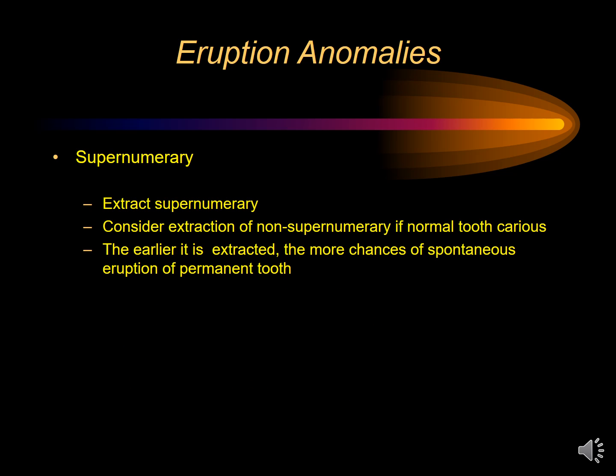Now, the treatment for supernumerary teeth is usually to extract the supernumerary, but occasionally we can elect to keep the supernumerary tooth and take out the tooth of the normal series if the tooth of the normal series is carious and has a poor prognosis. Now, if the decision to extract has been made, then it should be done as soon as possible, as the earlier the extraction is done, there is more chance of spontaneous alignment or eruption of the permanent tooth.